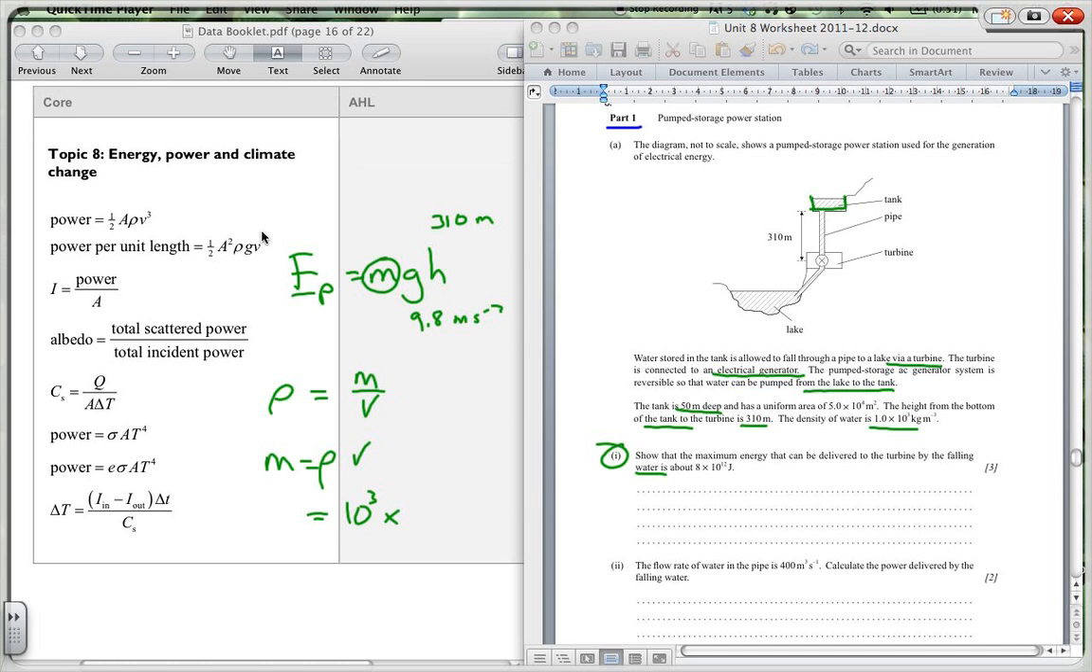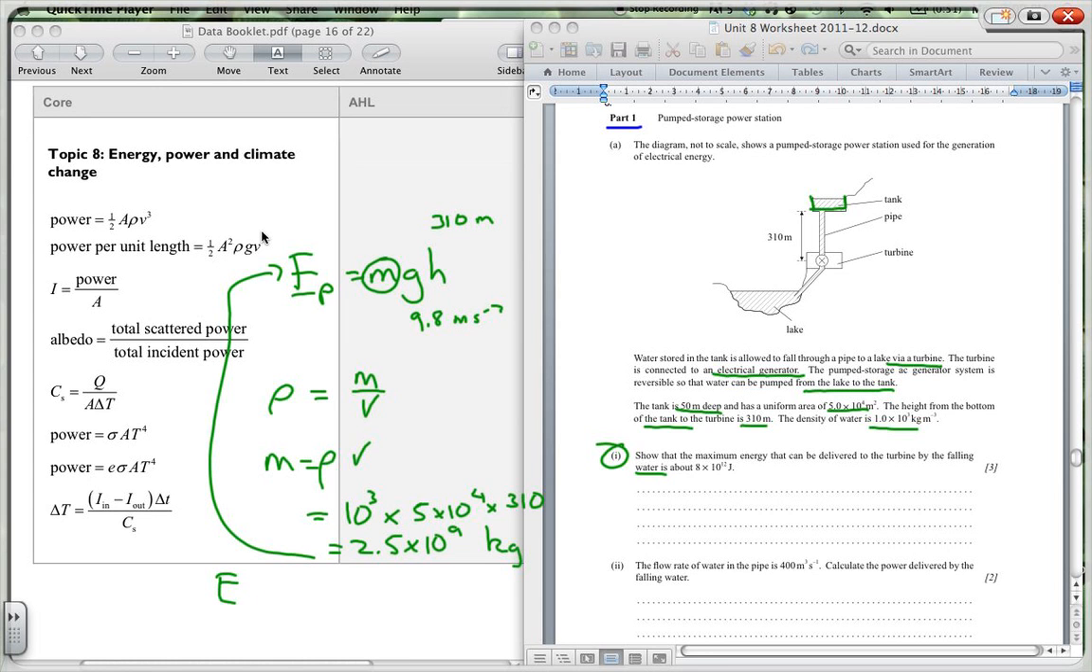And now we've got to find our volume, and our volume needs to be in meters cubed because our density is meters cubed, and we're told that our cross-section has a uniform area of 5 times 10 to the 4, so it's 5 times 10 to the 4 times by the height, which is 310, and that gives us 2.5 times 10 to the 9, and that there will be your mass. That will be kilograms, and we're going to put that into this formula over here.